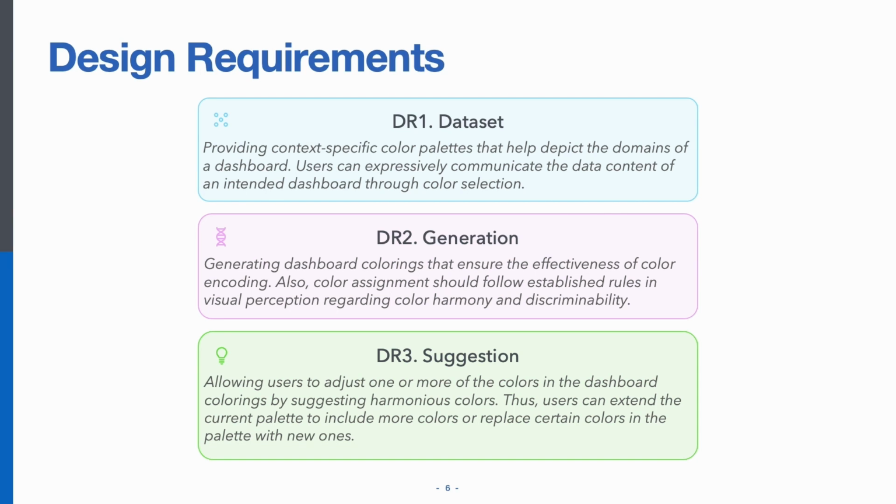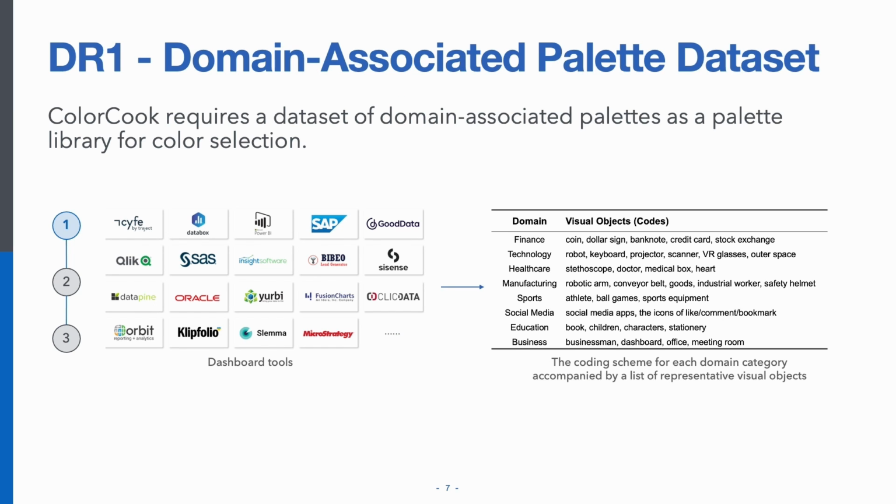Our system was developed to address a set of design requirements we had derived from the interviews with domain experts. In the following, I'll explain each design requirement in detail. ColorCook requires a dataset of domain-associated palettes as a palette library. Users can expressively communicate the data content of the intended dashboard through color selection.